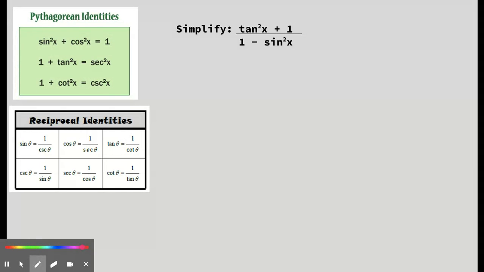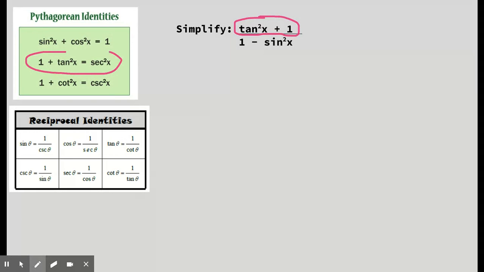So if you notice on each slide, I have my Pythagorean identities and I have my reciprocal identities. They're there to help me as a reference. So as you're working on your assignments for today and tomorrow, keep those handy as a reference. So this top section, tangent squared x plus 1. So my numerator definitely looks like I need to be using this one over here. So I can replace 1 plus tangent squared x with secant squared x. So I'm going to go ahead and make that substitution.